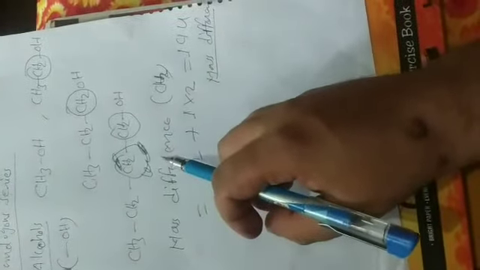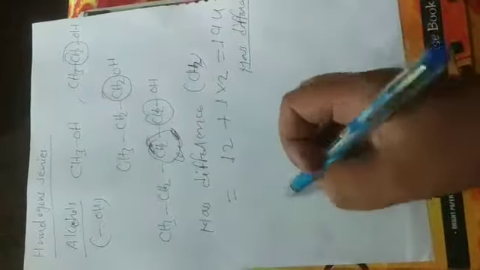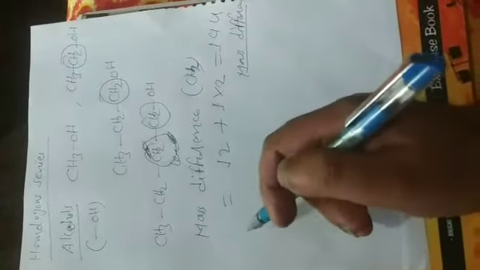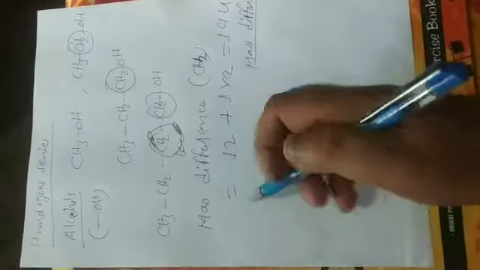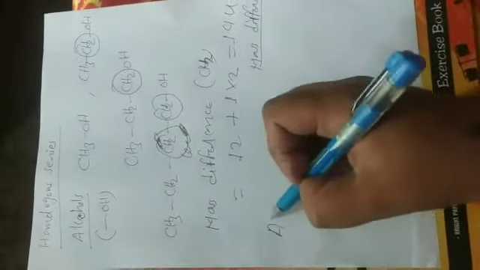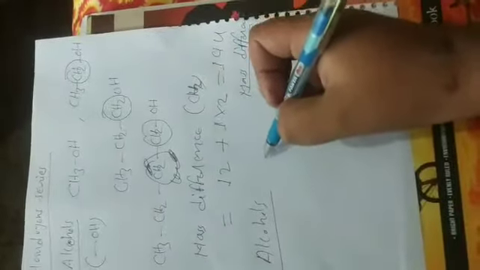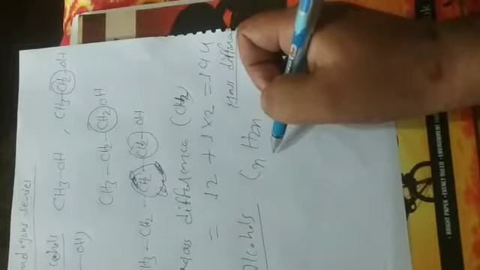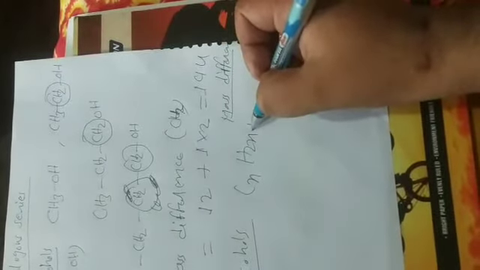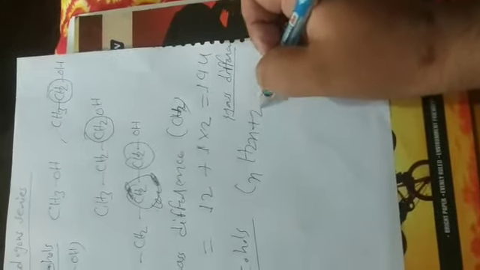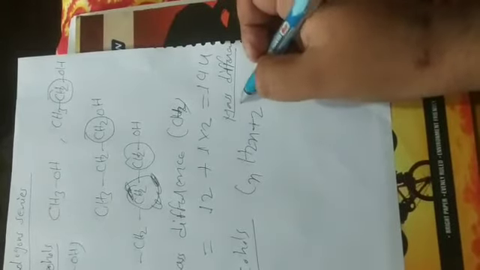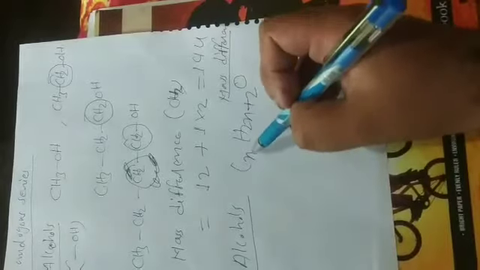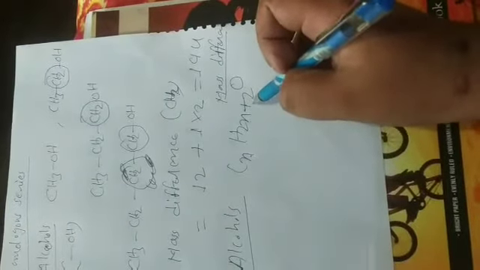They have the same general formula. Suppose in the case of alcohol, the first point is they have the same general formula. In the case of alcohols, the general formula is CnH2n+2O.